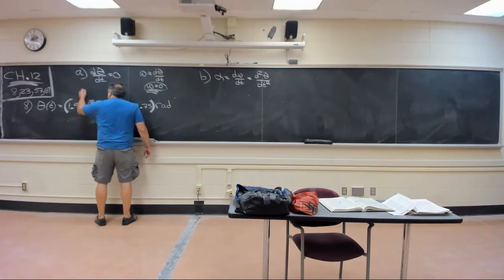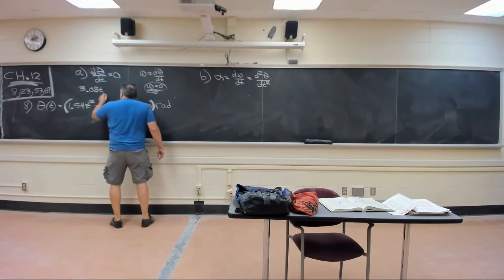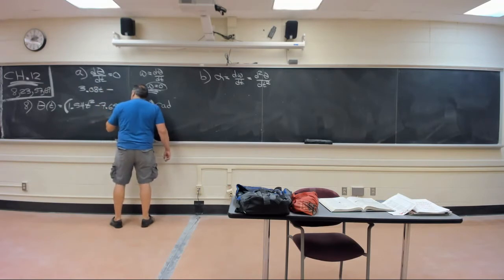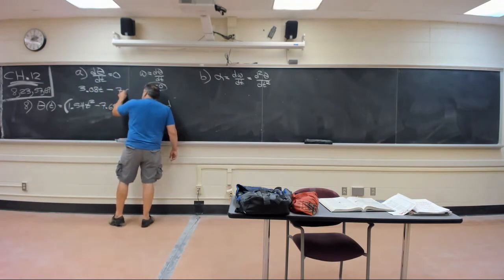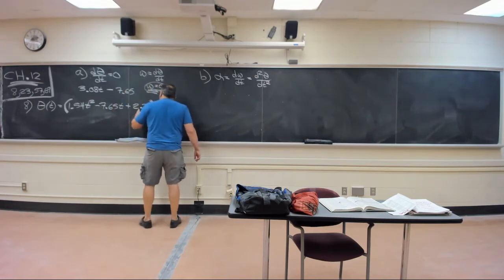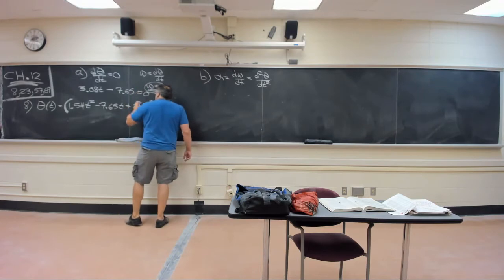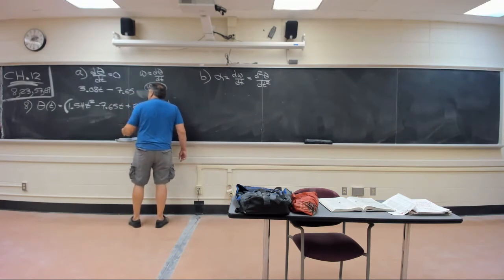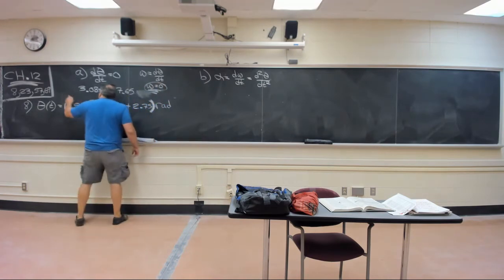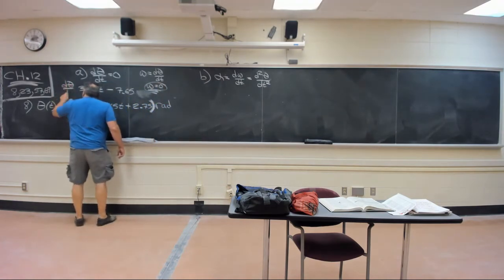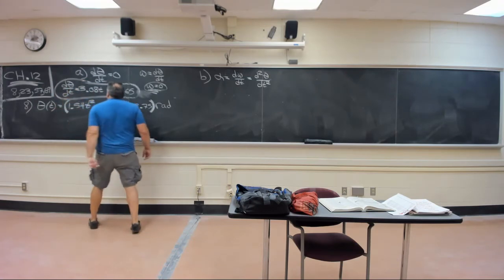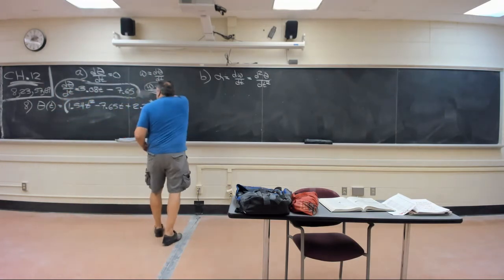So you got 3.08 t minus this guy. The derivative with respect to time is that. The derivative of this guy with respect to time is 0, and we got this right here. That's the end of the day. That's what you got for d theta dt. Great. Now just set it equal to 0.